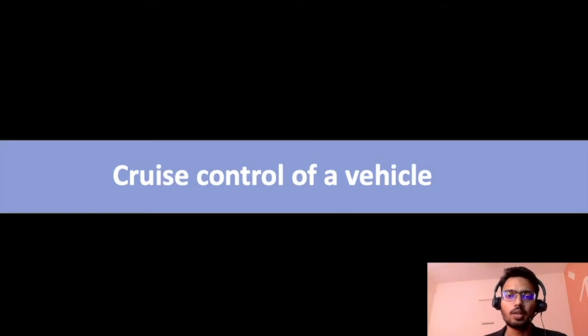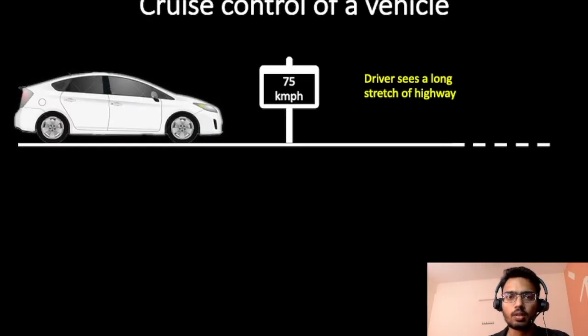I am Pratik and today we'll look at cruise control of a vehicle, where we'll see how a PID controller can be used in a closed loop environment in order to maintain the speed of a vehicle constant. Before going into the simulation part, we'll look at what cruise control actually does.